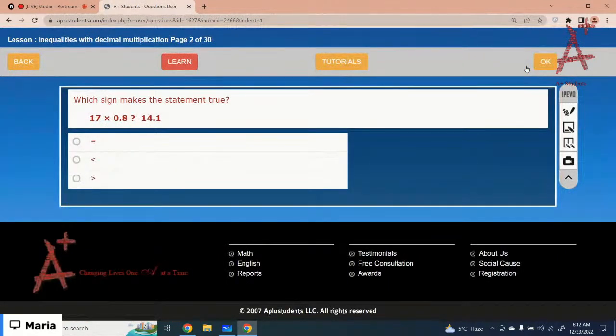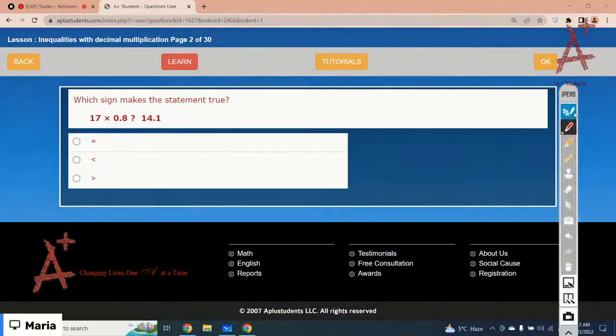Okay, the next one is 17 times 0.8. Got it? So just multiply the numbers without the decimal. Just do 17 times 8. So 8 times 7 is 56. Write 6 and carry 5. 8 times 1 is 8 and 5 is 13. So you have one decimal place, so just move the decimal point from here to here. It would be then 13.6.